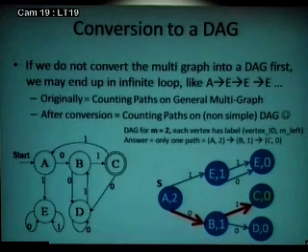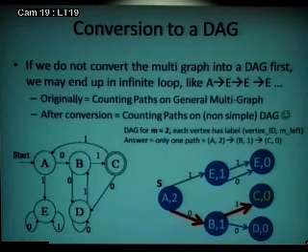So if we don't convert the multigraph, you will have infinite loops like A, E, A, E, cycling around. Taking either edge between this self loop or this other self loop, you will be stuck in E. You will be stuck forever in E.